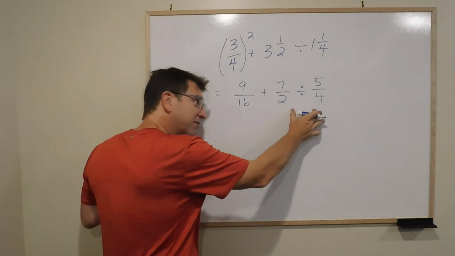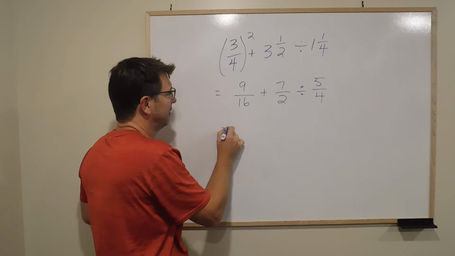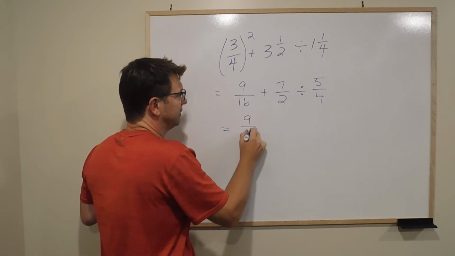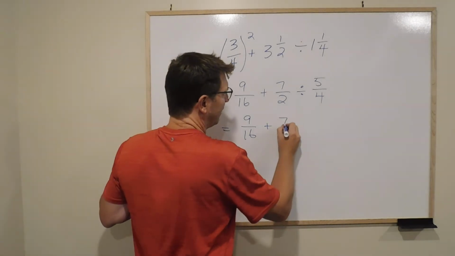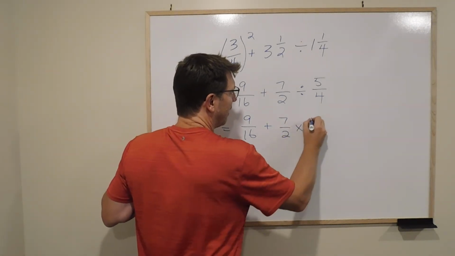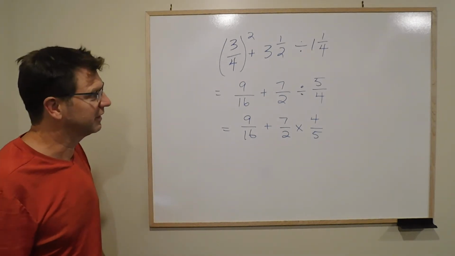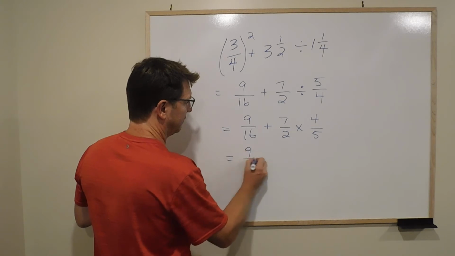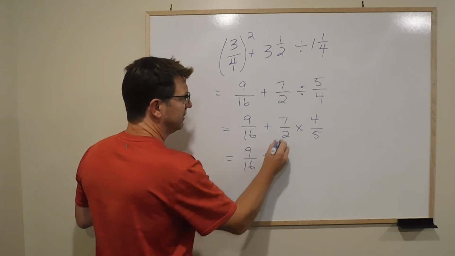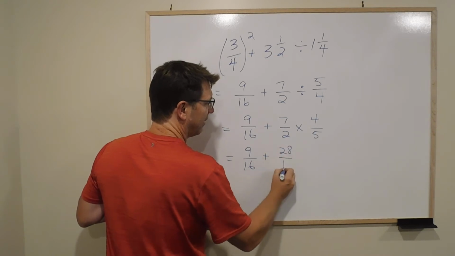Now we have to do the division before the addition, right? BEDMAS says division before addition. 9 over 16 plus. Well, we can't really divide. We actually have to multiply by the reciprocal like that, right? Multiply by the reciprocal like that. Okay. So 9 over 16 plus 7 times 4 is 28 over 10.